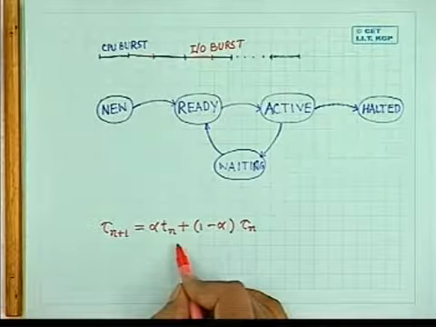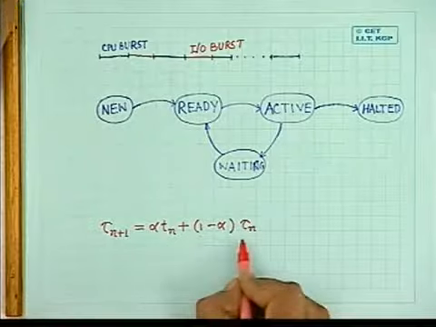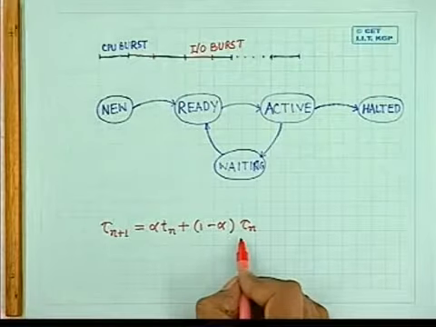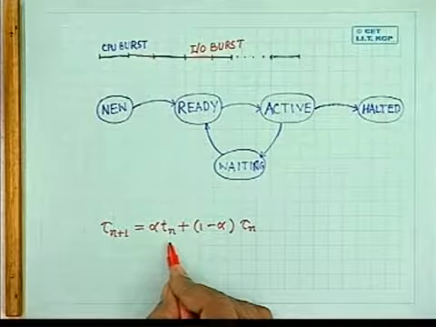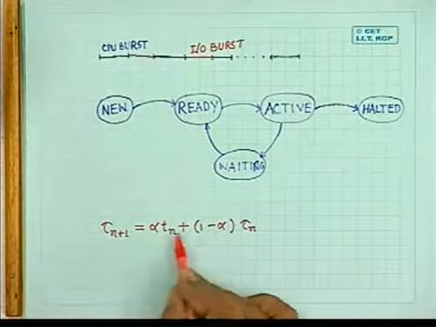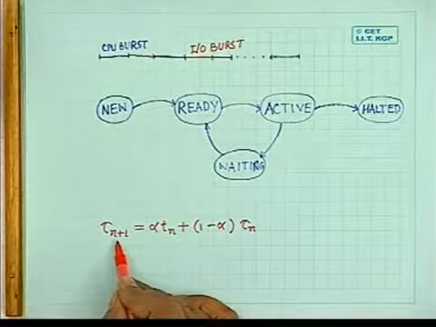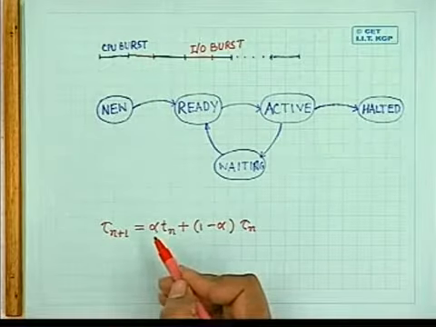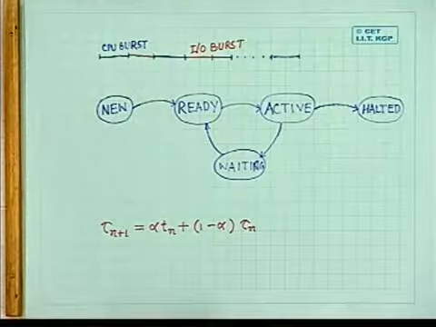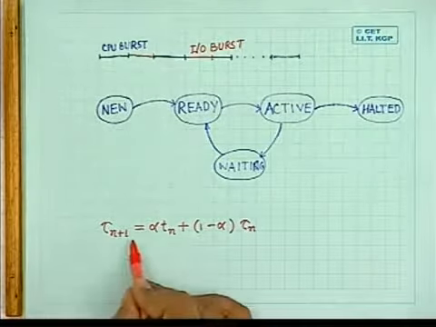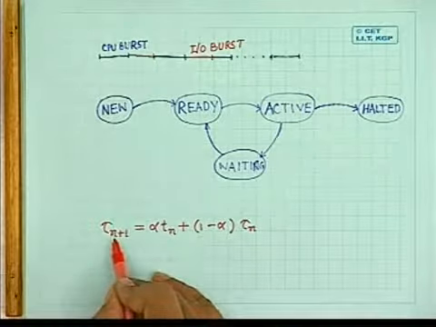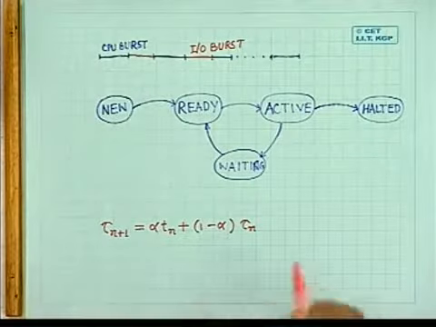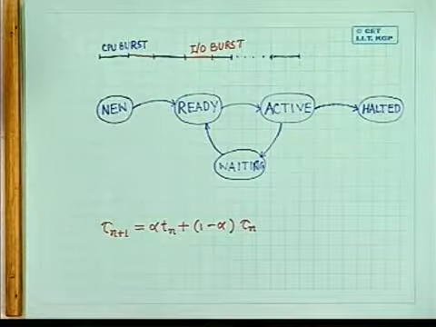where Tn tells you what is the immediate past of the job, and tau n gives you some indication about the history of the job, because tau n is accumulated. So this gives you some history of the job, and this gives you the immediate nature of the job. You take a weighted average of these two to give you the predicted next CPU burst of the job. So once we can predict this, I can use this predicted CPU burst duration to be used by the SJF algorithm.